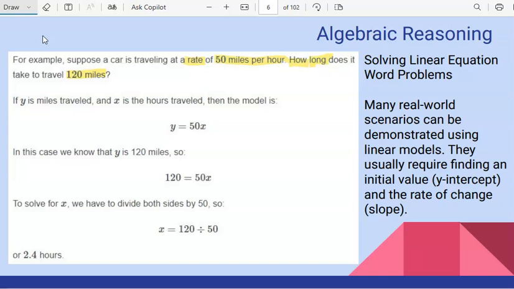If y is miles traveled and x is hours traveled, then the model is y equals 50 times x. In this case, we know that y is 120 miles, so we'll have 120 equals 50 times x. To solve for x, we have to divide both sides by 50. Divide each side by 50. And then we have x equals 120 divided by 50, or 2.4 hours.